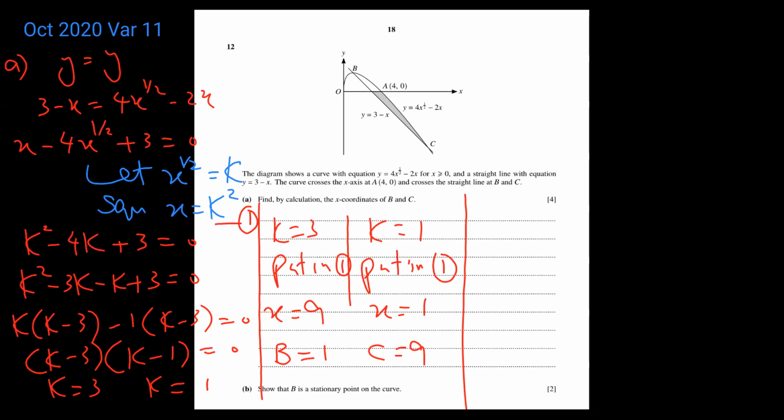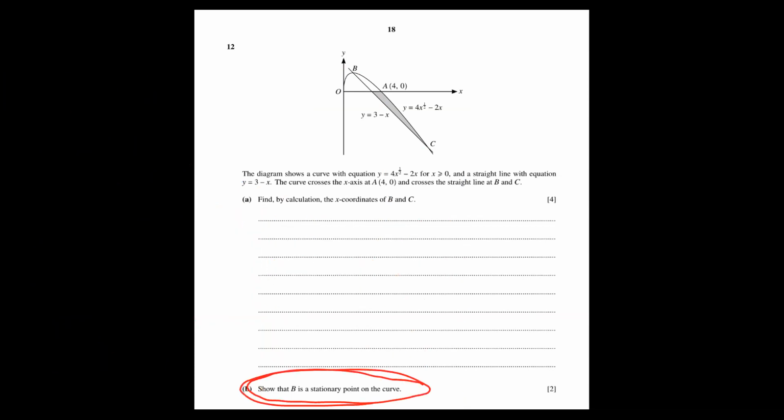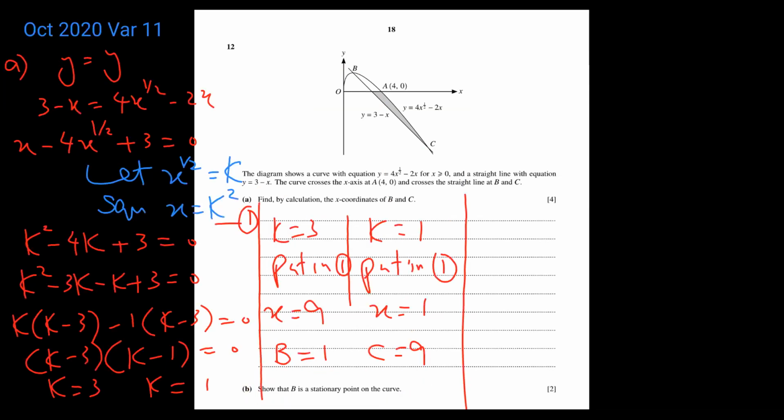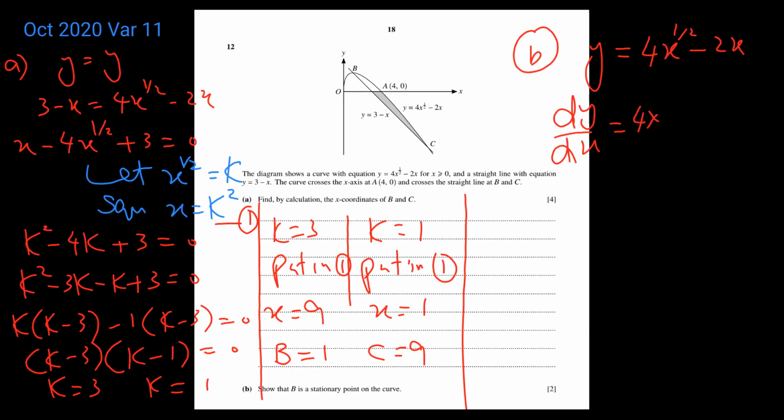So 4 marks done. Now the bottom question, he said show that B is a stationary point. Stationary point, although you know, means derivative 0. Okay, I have two ways to do it. For point B, I have the equation of the curve, 4x to power half minus 2x. First of all, I will differentiate. When I differentiate, this half power comes down, power becomes 1 less, becomes negative half, and the derivative of x is 1. So I get this. Ultimately, the 2 cancels, and I bring the power half into the denominator. I get 2 over root of x minus 2.